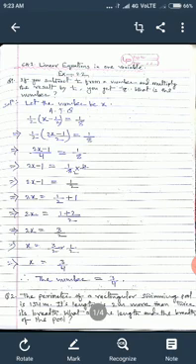If you subtract 1 by 2 from a number and multiply the result by 1 by 2, you get 1 by 8. What is the number? Let us understand the question.